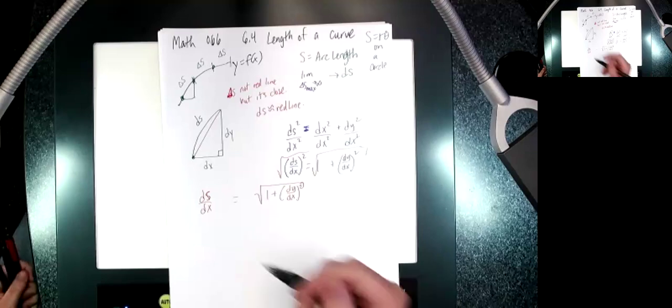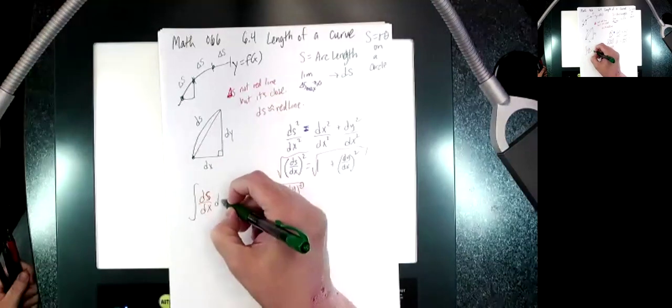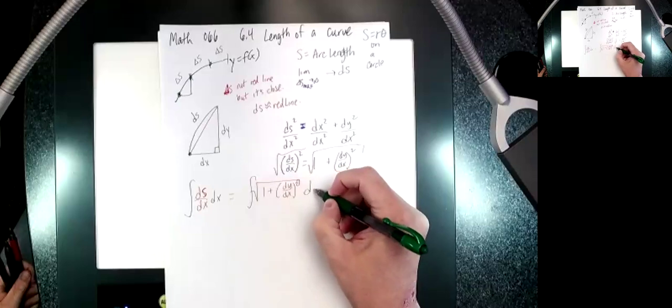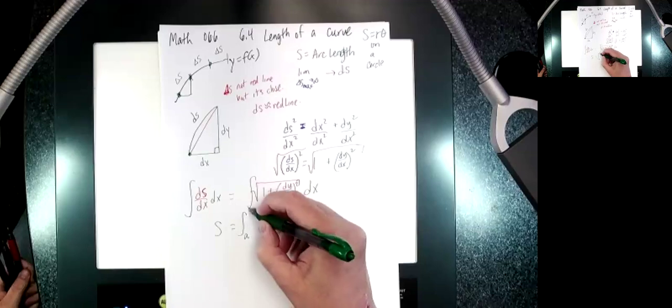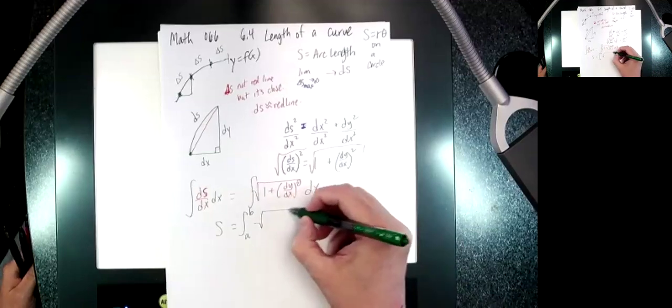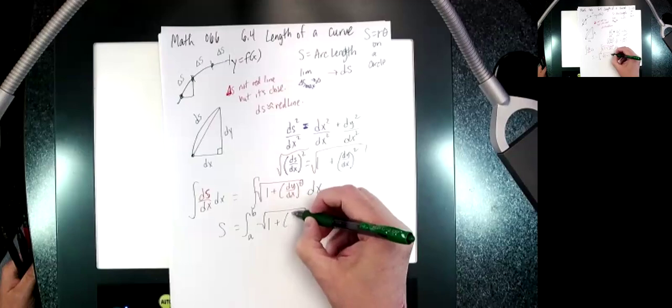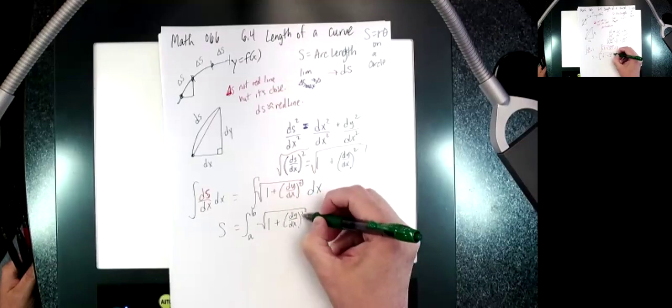But I want s, not ds/dx. So let me wait a second, let y'all catch up to the magic. If we integrate this with respect to x, the left side becomes s. So we have s equals the integral from a to b of the square root of 1 plus (dy/dx) squared dx.